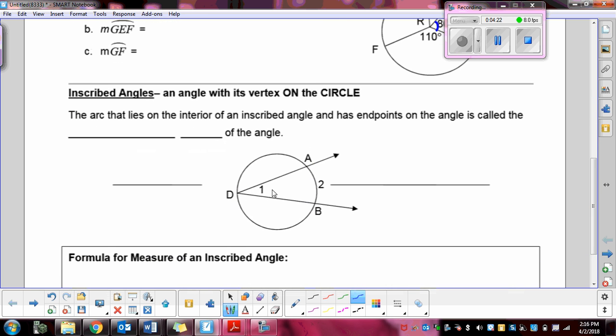An inscribed angle is an angle that has its vertex, remember the vertex is D, on the circle. So instead of meeting in the middle, we're going to pull it all the way back like a slingshot, and it's going to go all the way back to the circle. It's going to be touching the circle. The arc that lies on the interior of an inscribed angle and has endpoints on the angle is called the intercepted arc of the angle.